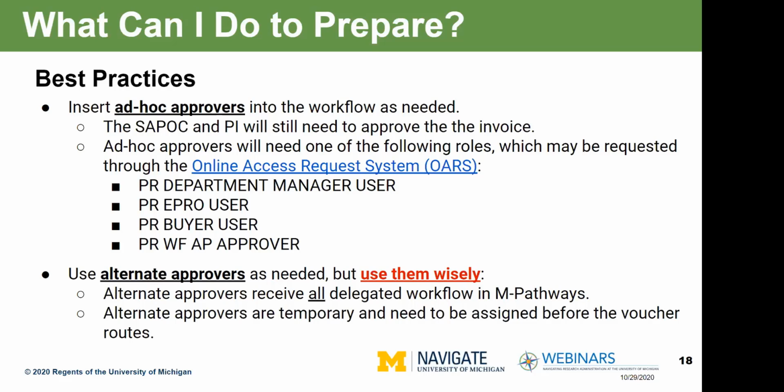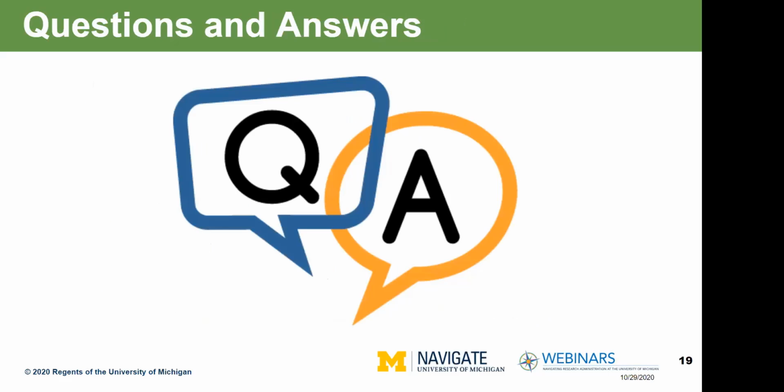Really, the expectation for alternate approvers is that they're temporary and they need to be assigned before the voucher actually routes. So that's an important piece to keep in mind. If someone is going on vacation or otherwise going to be out of contact, the best thing to do is to add or indicate an alternate approver before those vouchers come through the system.